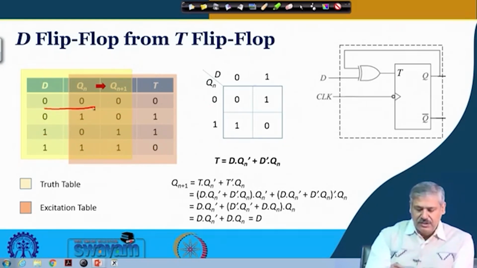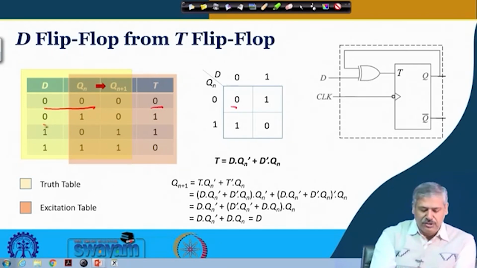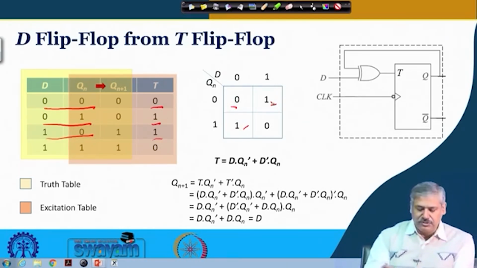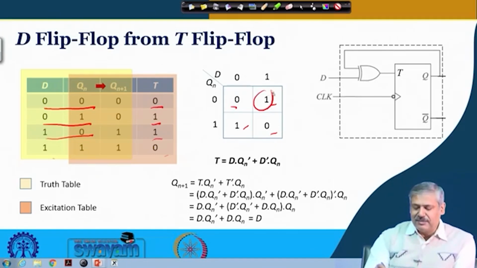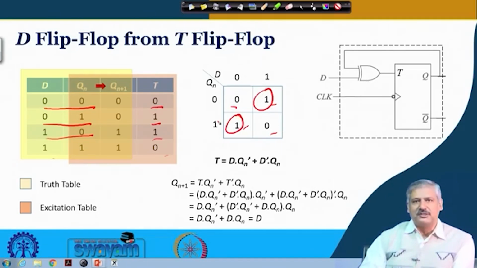So, for 0 0, T is 0; for 0 1, T is 1; for 1 0, this is 1; and for 1 1, this is 0, right. Now, what we find is that this can be obtained only through two such product terms: D Qn prime plus D bar Qn. This is what it becomes. So, T becomes actually D XOR Qn, right.